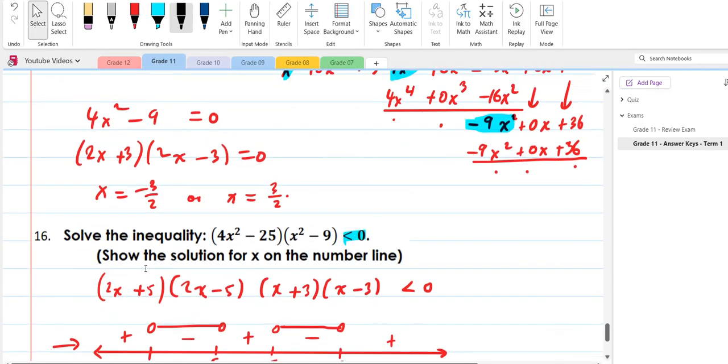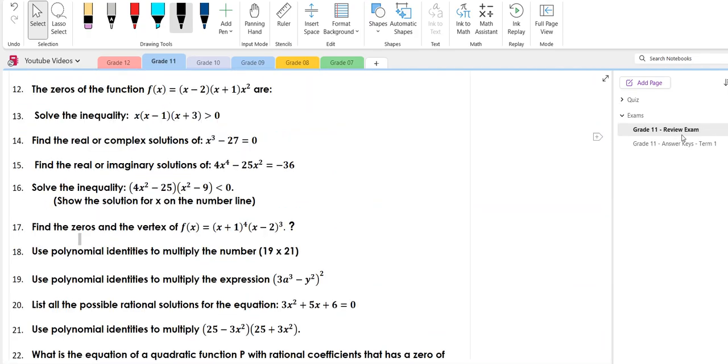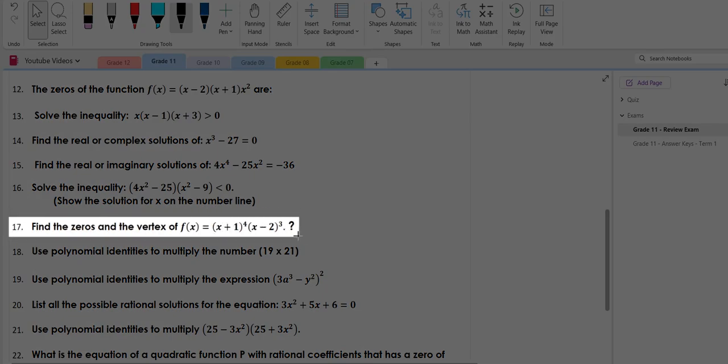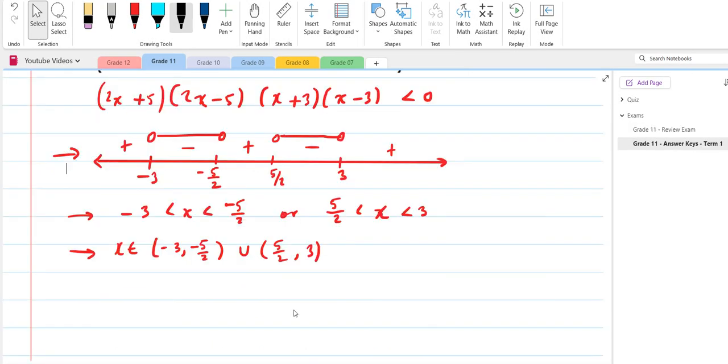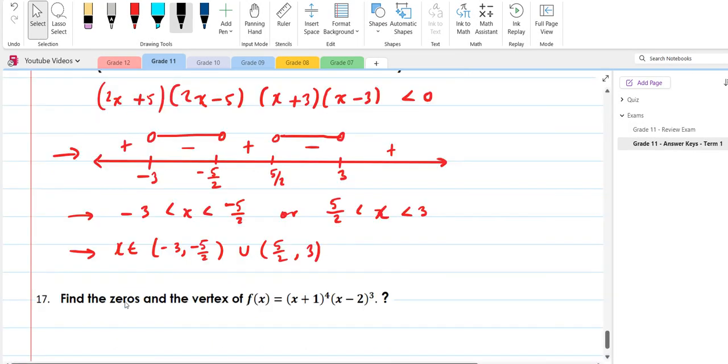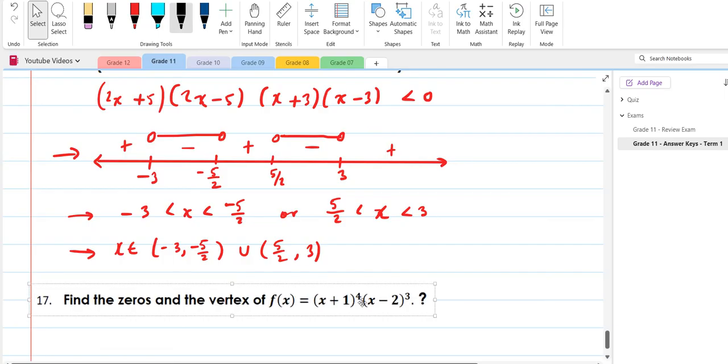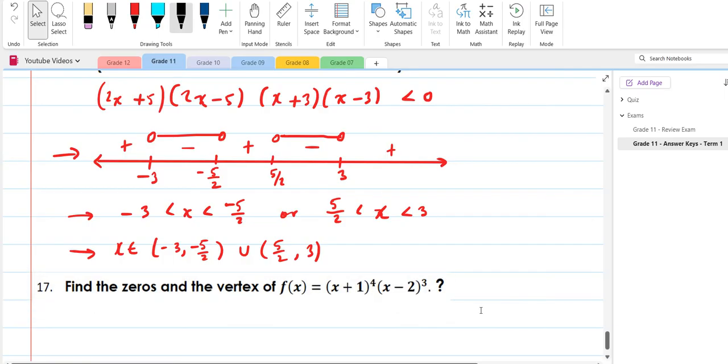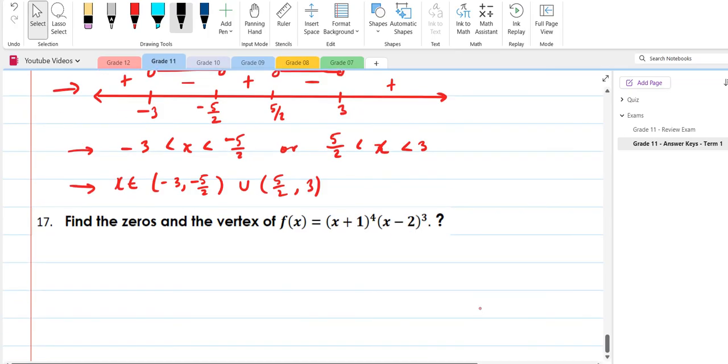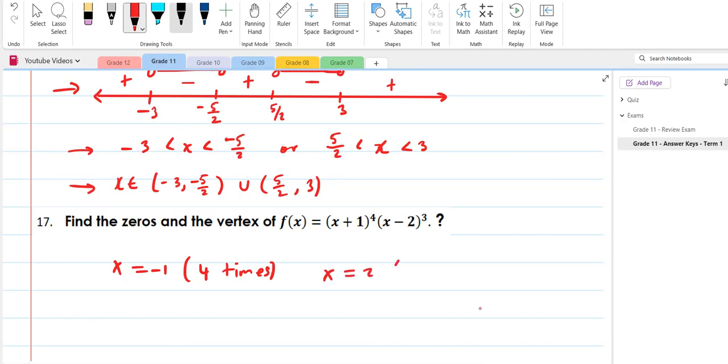Looking at the next question, number 17. Question number 17 is on functions, finding zeros and the behavior of the function at each of its zeros. We have done this problem before, but more questions means more practice. So x equals -1 is a zero, but it occurs 4 times, so multiplicity 4. And x equals 2 is a zero occurring 3 times, which is multiplicity 3.